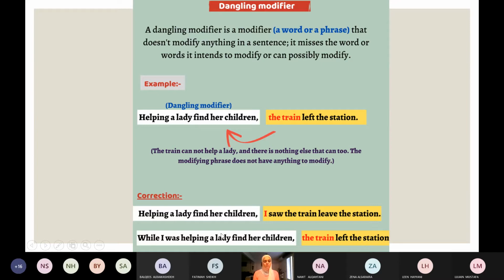Or, while I was helping a lady find her children, the train left the station. So I can add it as I want, either to make it like this or like that. That's why your answers will vary.